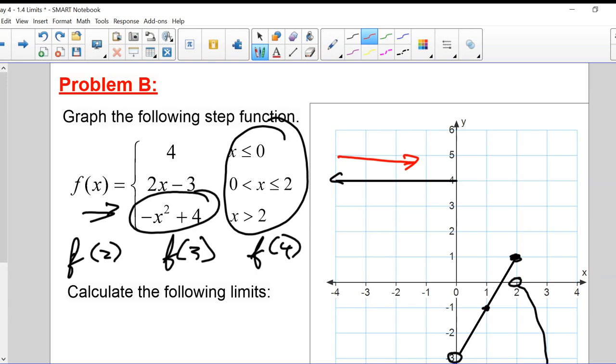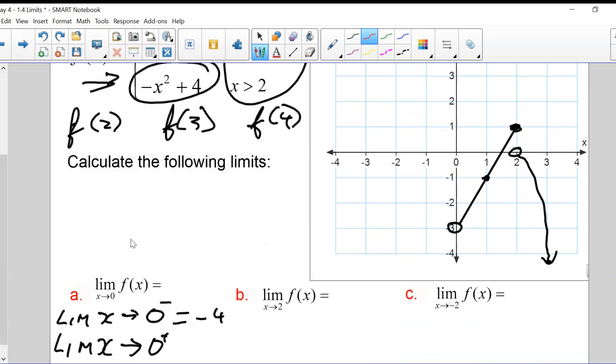So what value of y, not x, is the function getting closer and closer to? Well, anywhere between -infinity and 0, the graph is always positive 4. Oh, hold on. Why did I say -4? It isn't -4. Sorry. Do I have -4? Is that what I wrote down?